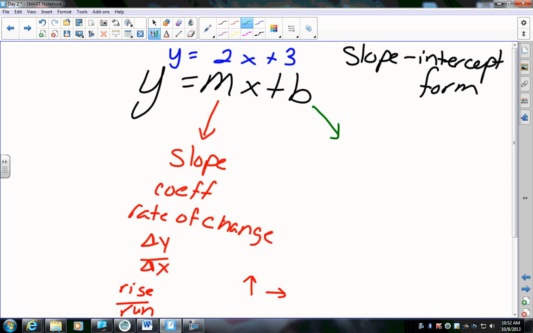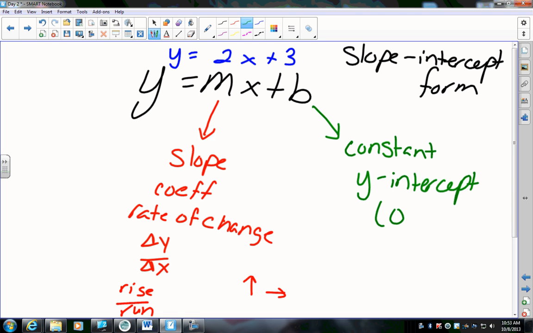The b, that number back there, we've known it as the constant. But like we talked about yesterday, it's also the y-intercept. This y-intercept, you need to remember, is written 0 and the number. A y-intercept has the number in the y spot. Let me give you a minute to write that down.